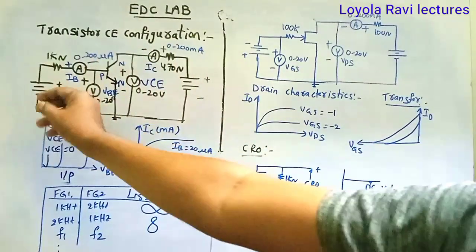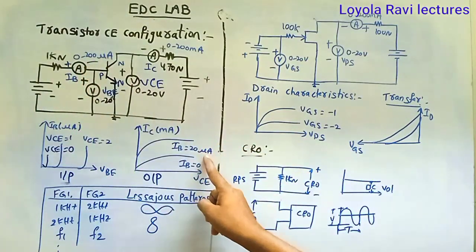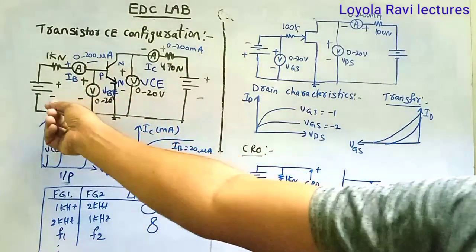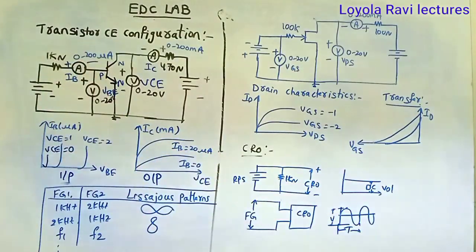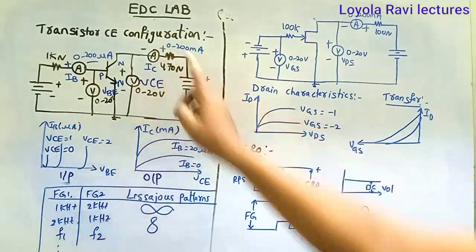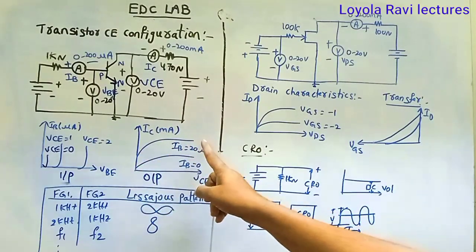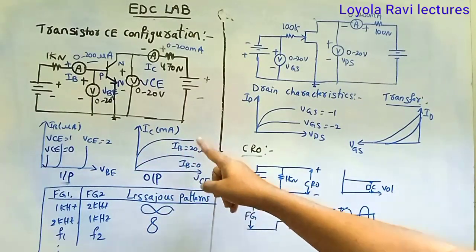Then come to the input side, vary this channel 1, and keep IB constant, for example, 20 microamperes. Then come to the output side, vary this RPS and note down the VC and IC values, a minimum of 10 to 15 values. Then you'll get output characteristics like this for IB equal to 20 microamperes.